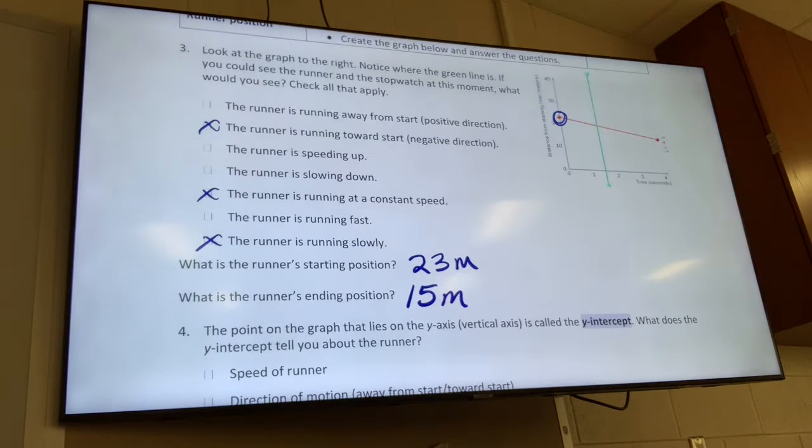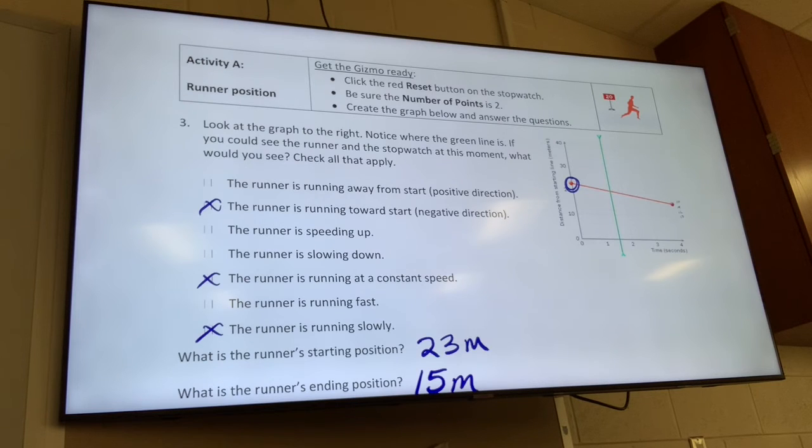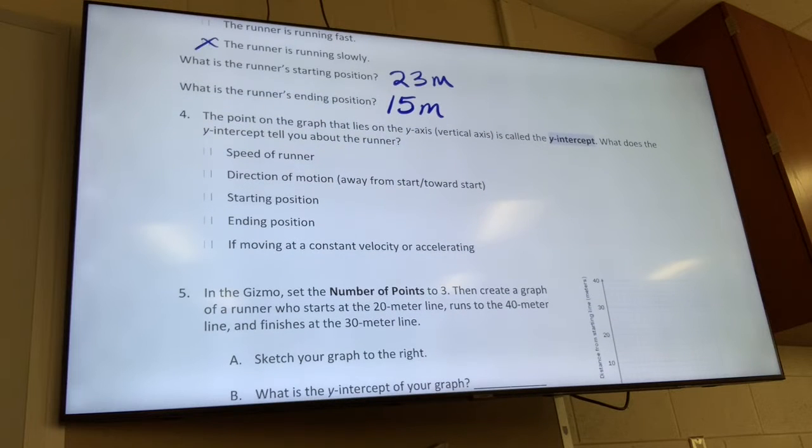Okay? So what does the y-intercept tell us? The y-intercept is where the graph hits on the y-axis, right at time 0. So if we're looking at this point here, that's for example, that's a y-intercept. What does that tell us? The starting position. There we go. Starting position. So the y-intercept will tell us where the runner or the object is starting.